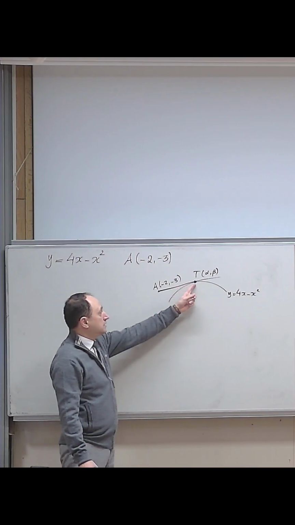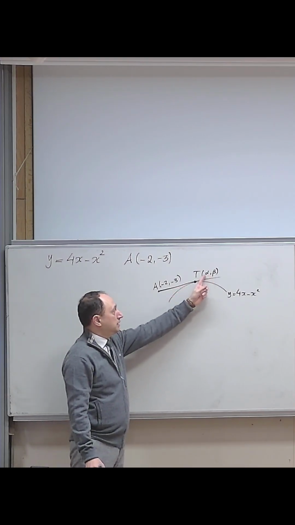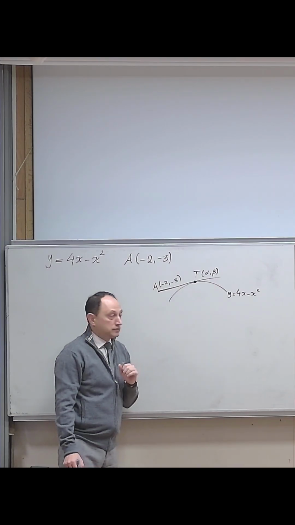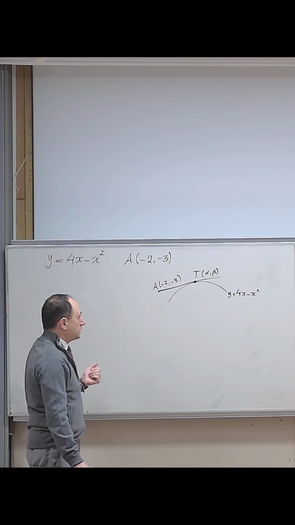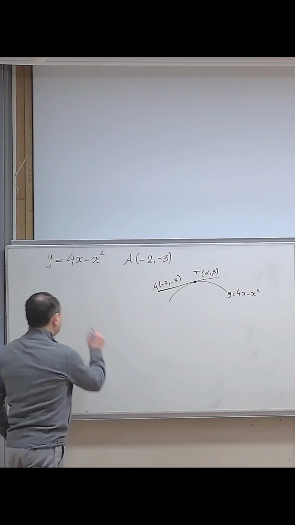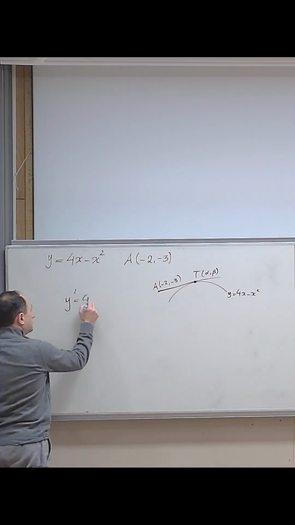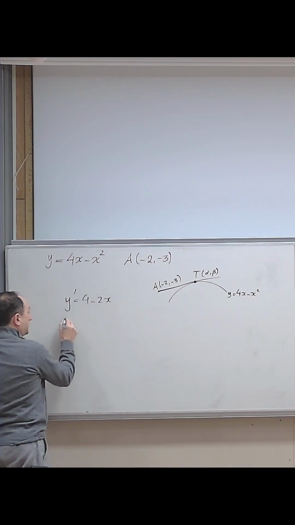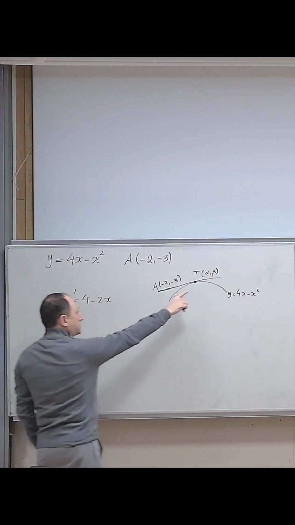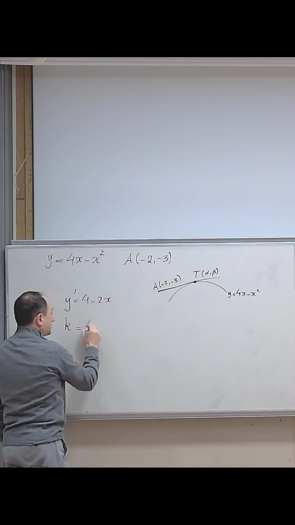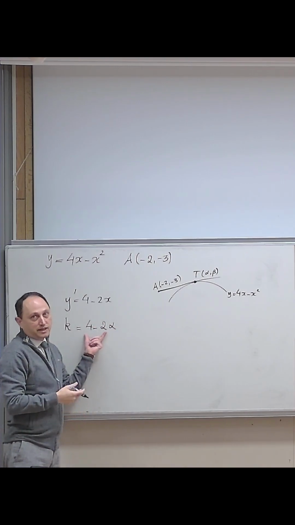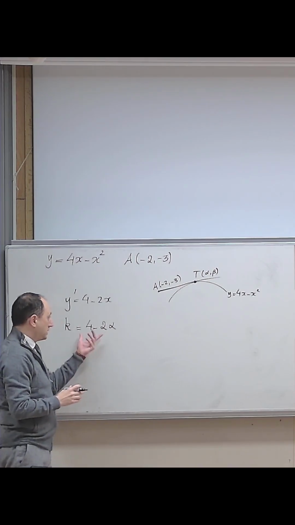So I take this point and give it the names alpha and beta, and assume that this is my point of tangency. Then the rest of it should be clear. I find the k value by differentiating this function. So y prime is just 4 minus 2x, and the k value of the tangent line is found when I replace x with the x coordinate of the point of tangency. Of course, I agree with you that I couldn't find the value of k yet, but don't worry, I will tell you how to do it.